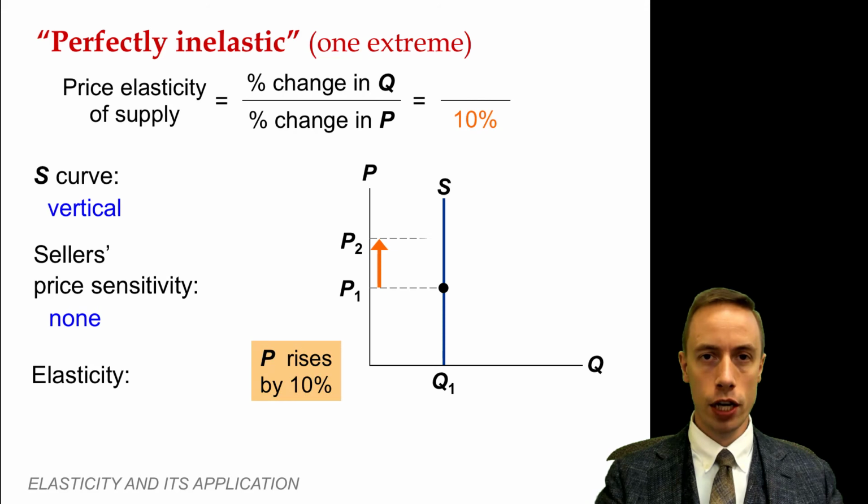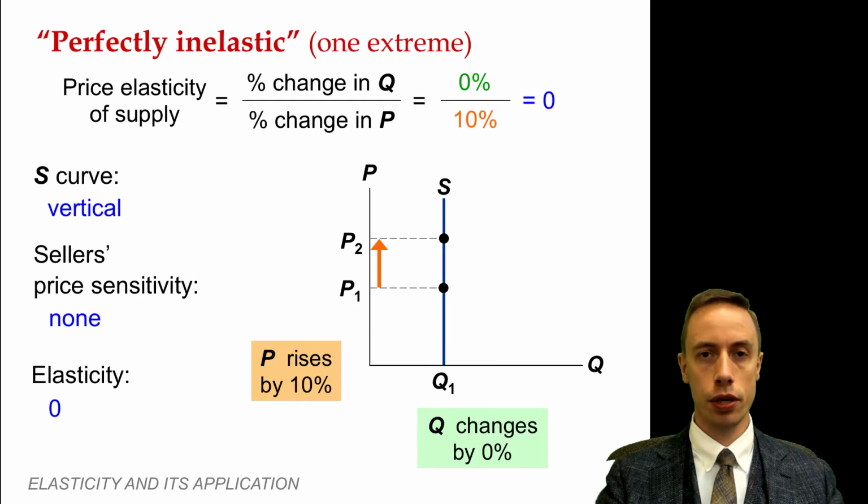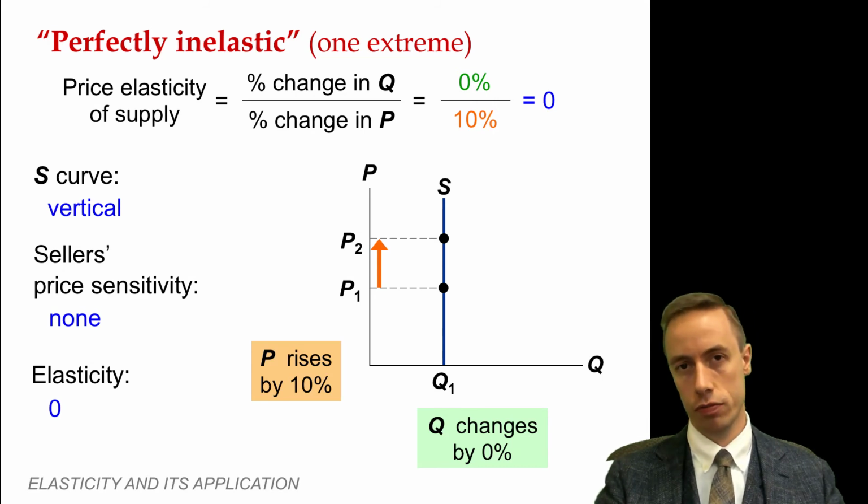Any price change, no change in the quantity supplied of the product. An elasticity equal to 0. So this is a product that you cannot change how much exists. You cannot make more of it. Very extreme, but it does happen.